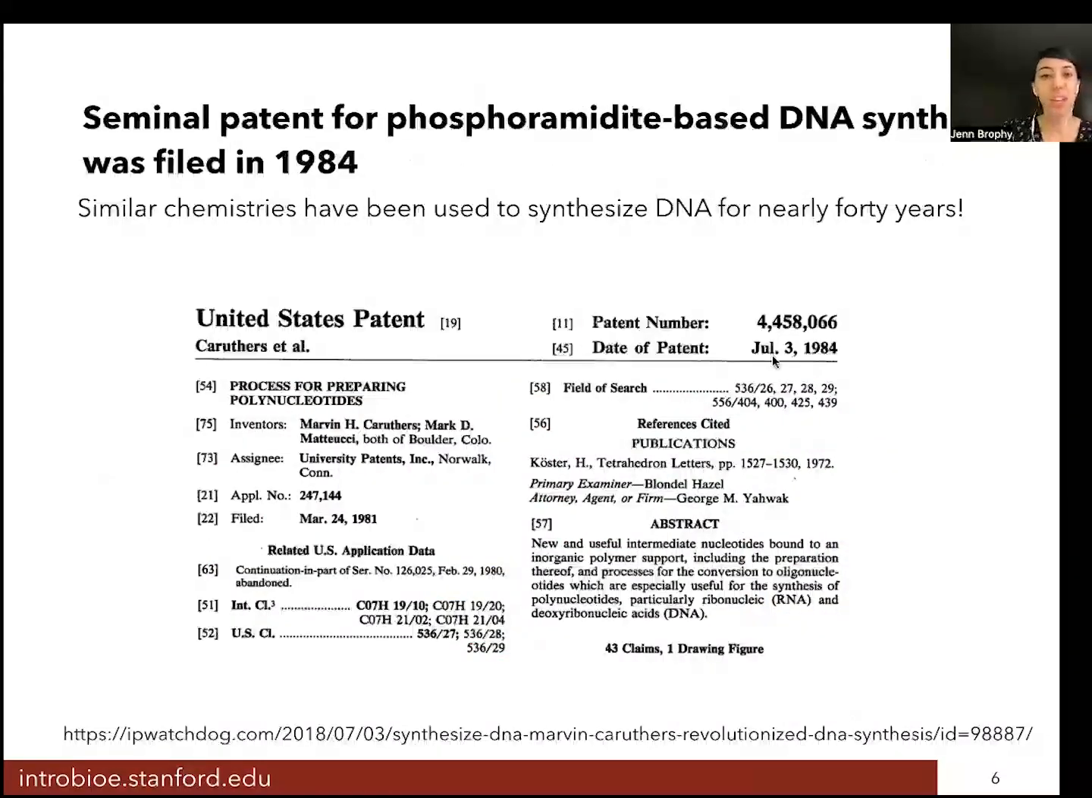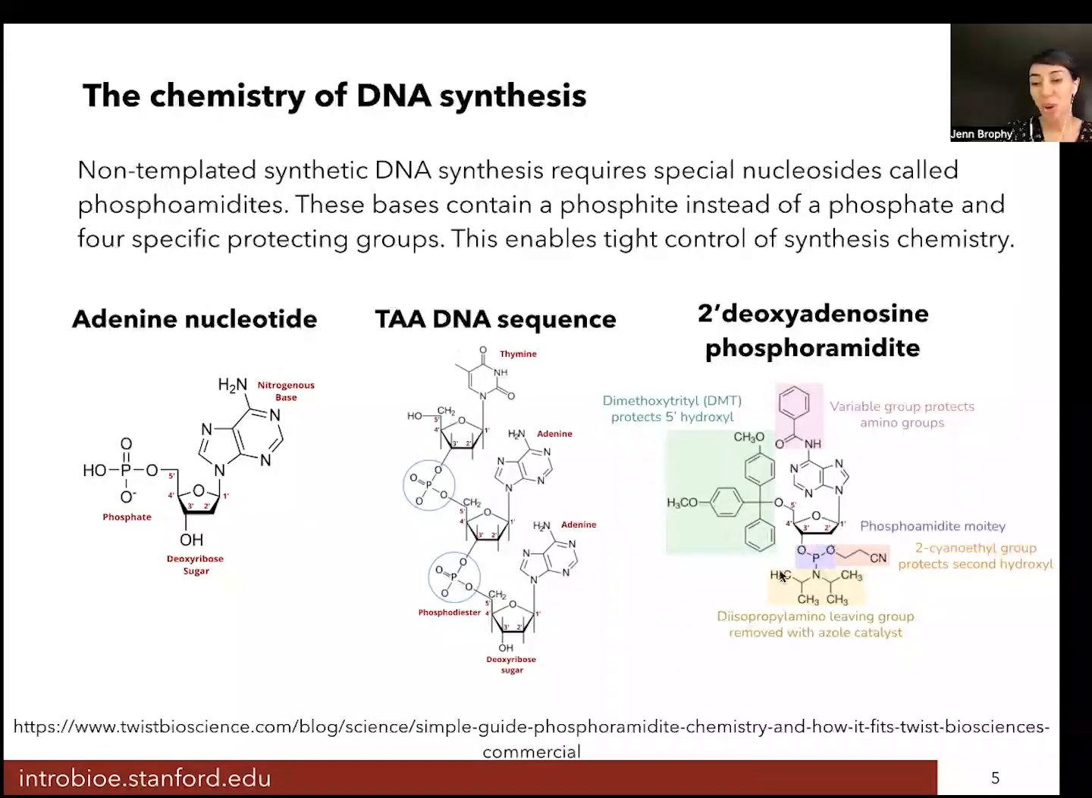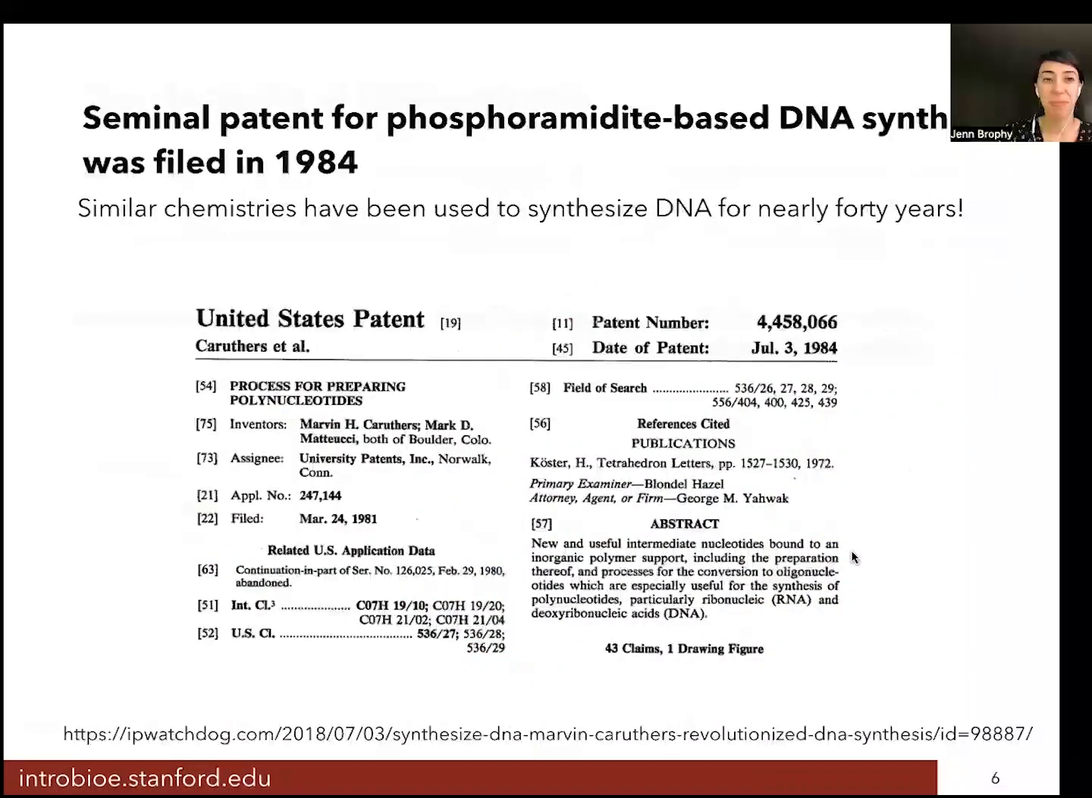Oh, I guess we're going to talk first about how the seminal patent for this phosphoramidite-based DNA synthesis was filed in 1984. Similar chemistries have been used since 1984 to synthesize DNA for nearly 40 years. So that phosphoramidite chemistry hasn't changed all that much. Basically, each of these groups can be chemically added and removed in order to do that type of blocking and unblocking that I was talking about on the previous slide.